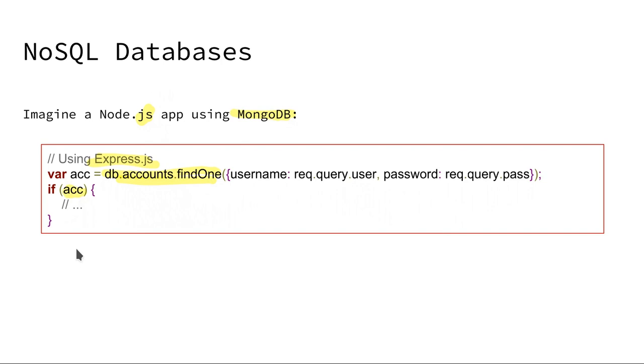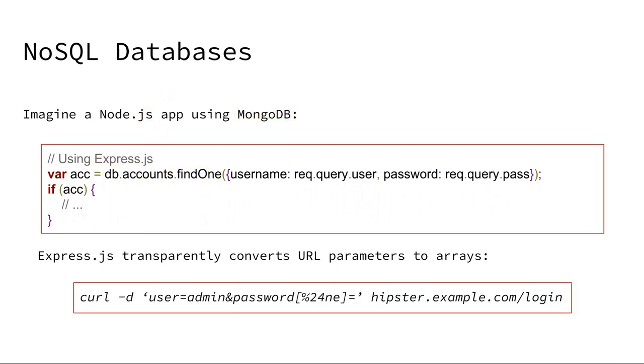So, is this a good idea? Here we have user input, and here we have again user input. Well, turns out Express.js transparently converts URL parameters to arrays if necessary, so we can set the user to admin, for example, and the password to brackets URL encoded $NE equals something.